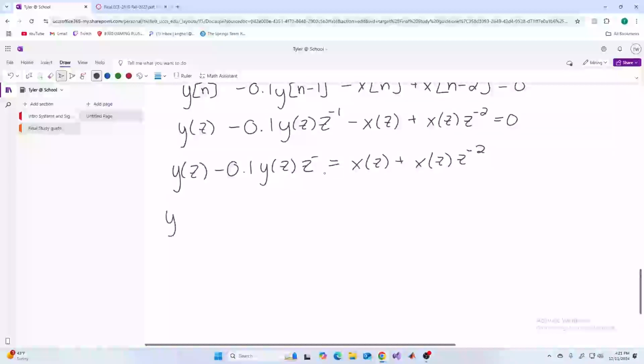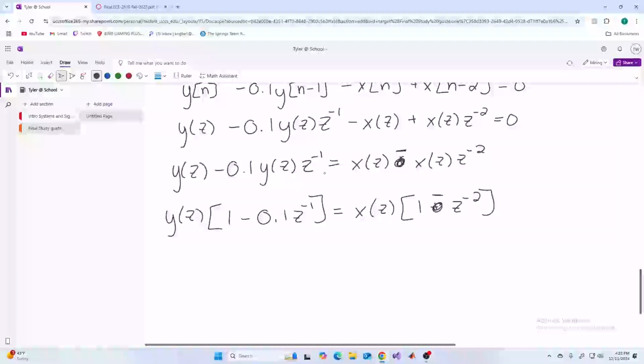So I'm going to have Y(z) times 1 minus 0.1 z to the power of negative 1, equals X(z) times 1 plus z to the negative 2. Actually, this needs to be a negative value. If you see right here, I added the X(z) and I subtract the X(z) z to the negative 2.